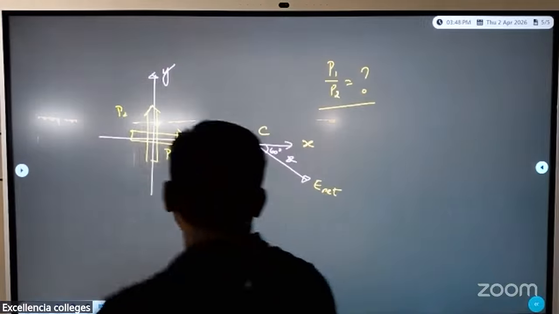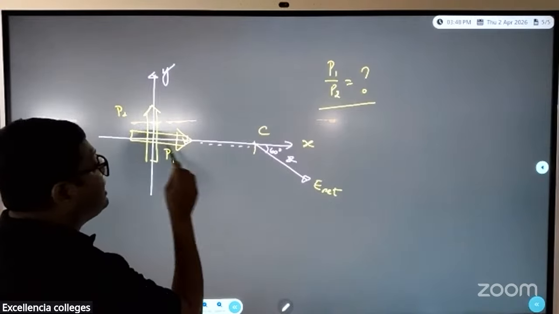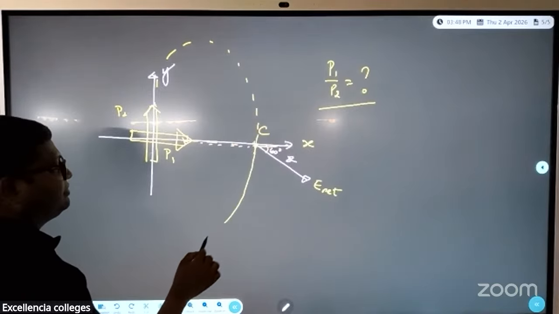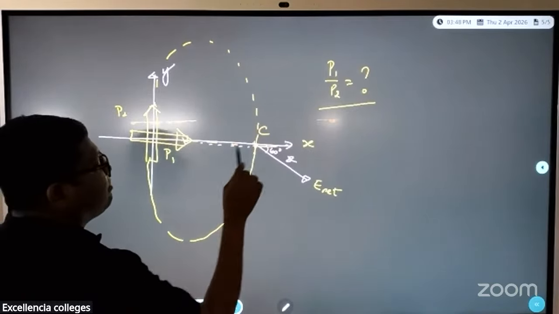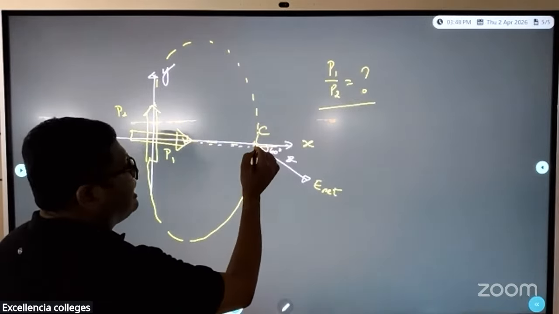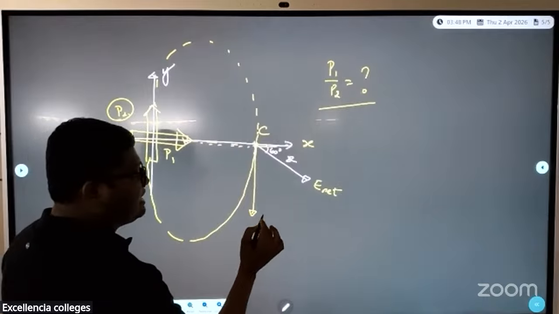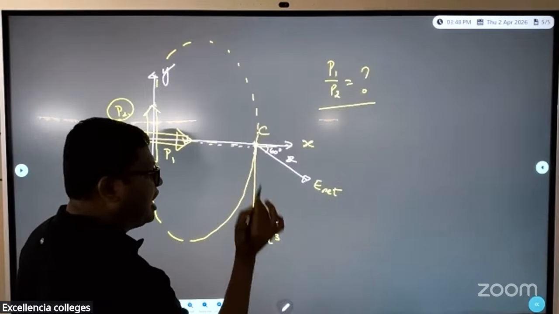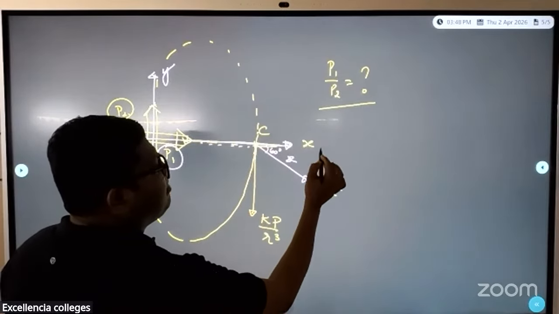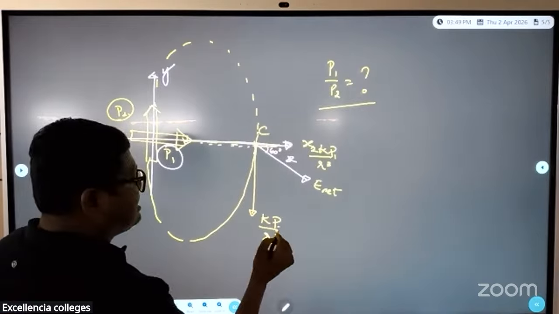So we know that for P1, this is the axial line, and for P2, this will be the equatorial line. So this is the direction of the electric field of P2, which is on the equatorial line for P2. It is given by Kp divided by R cube. For P1, this is the axial line, so the value here will be 2Kp divided by R cube. So this is P1 and this is P2.